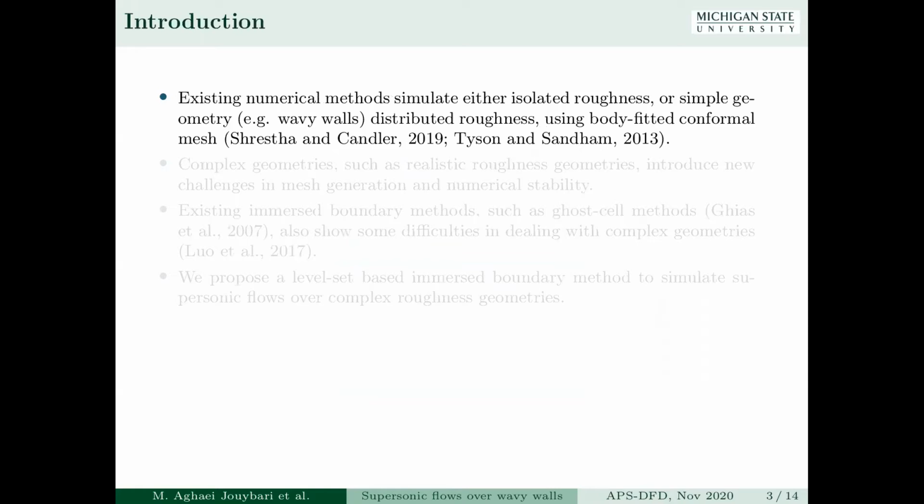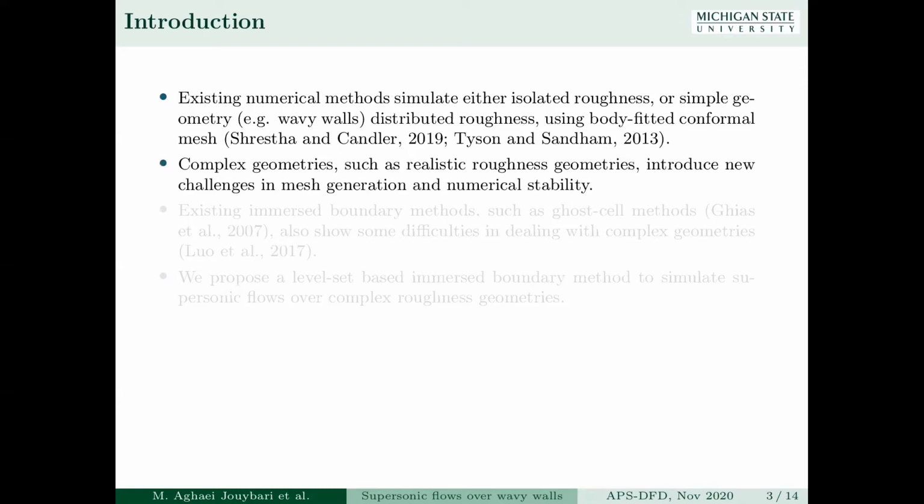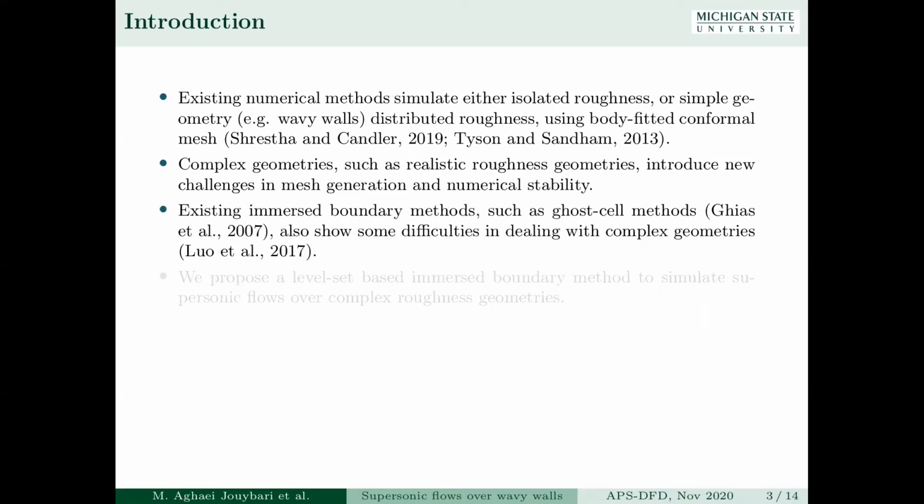Existing numerical methods simulate either isolated roughness or simple geometry distributed roughness like wavy walls. They mostly use body-fitted conformal mesh to this end. Complex geometries such as realistic roughness geometries introduce new challenges in mesh generation and numerical stability. Even existing immersed boundary methods, such as Gauss-Cell methods, show some difficulties in dealing with complex geometries. Some of these difficulties are explained in the study conducted by Liu et al.